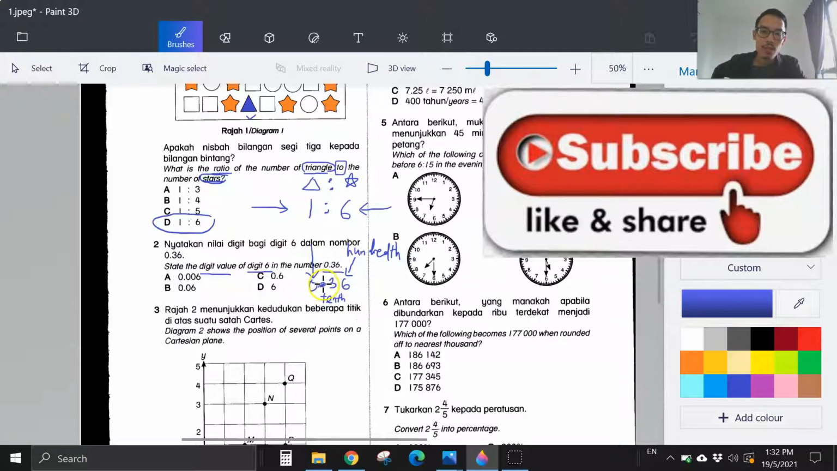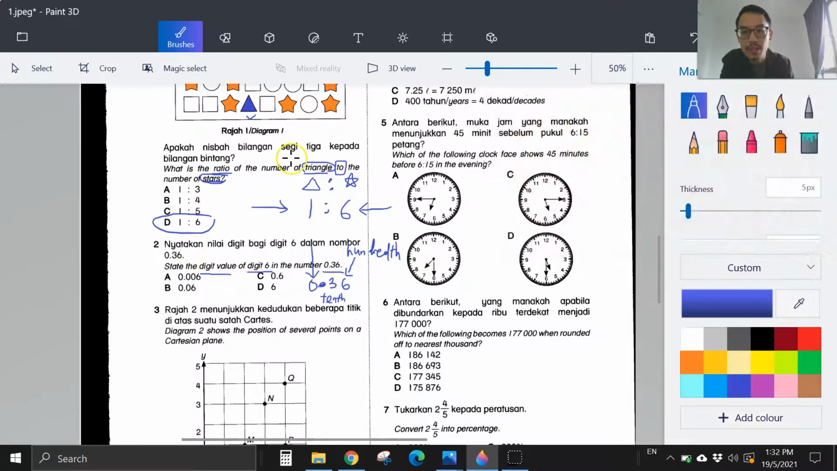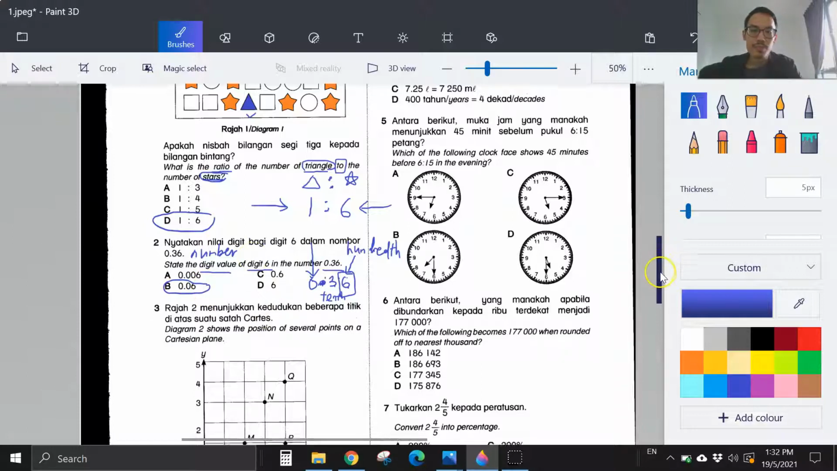So what is the digit value of 6? Now for digit value, you have to write the number. Remember, digit means number. So 0.06. Can you see the number is 6? So the answer is 0.06.